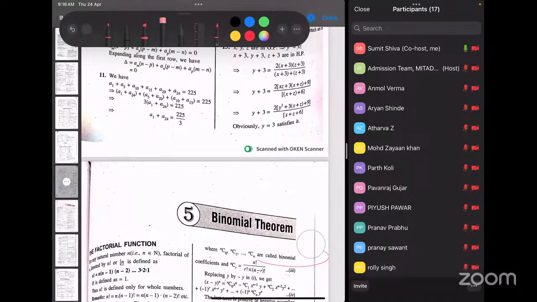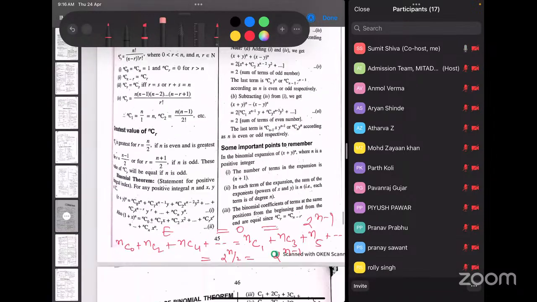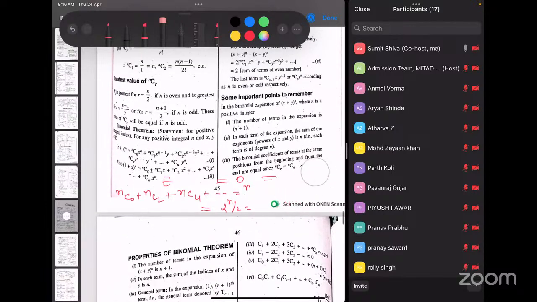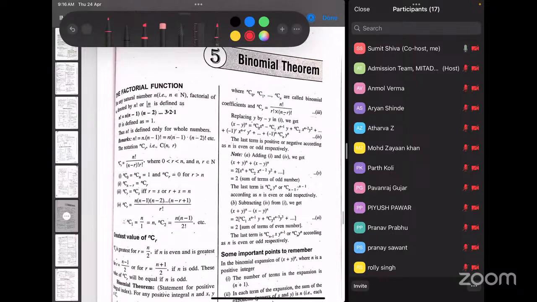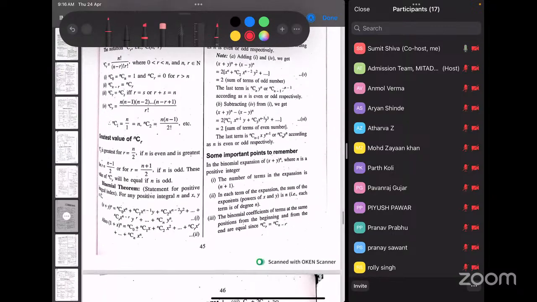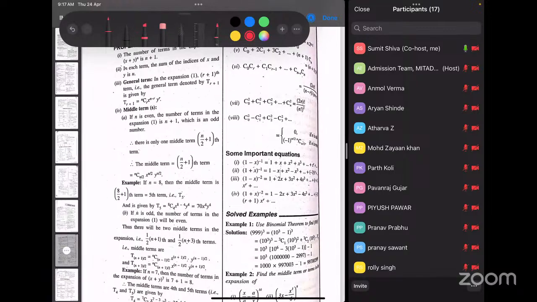Yes, any doubt in it? Okay, so we have done factorial, binomial expansion, that is binomial theorem, important points, general term, T(r+1). Next one is middle term.